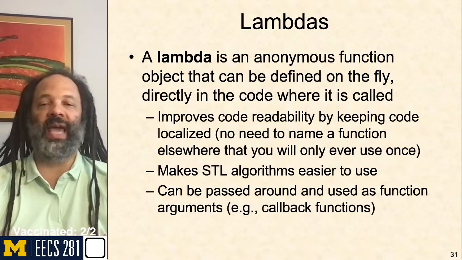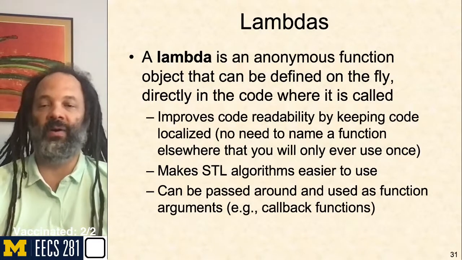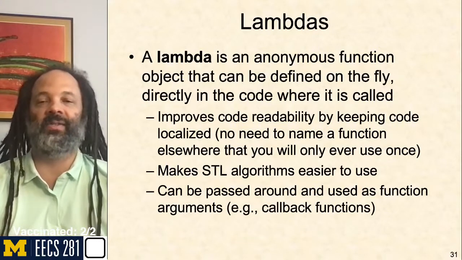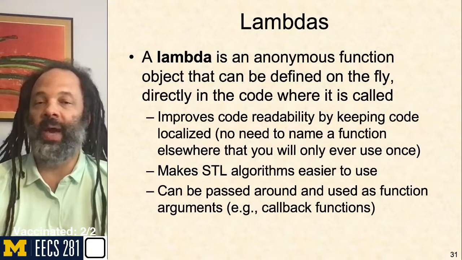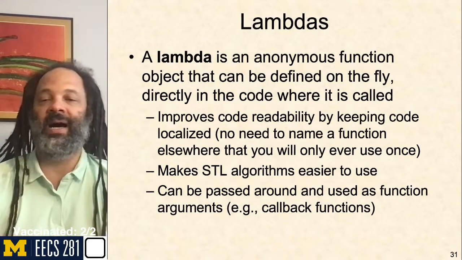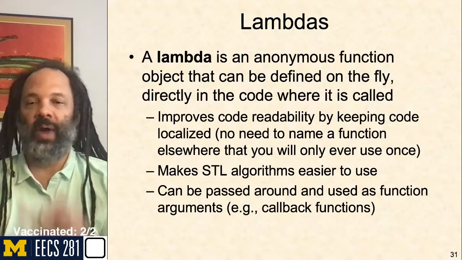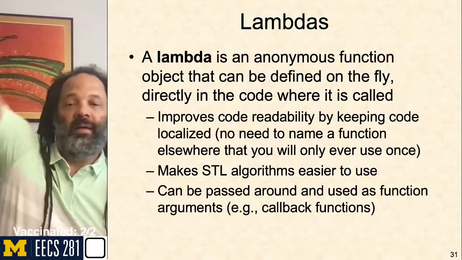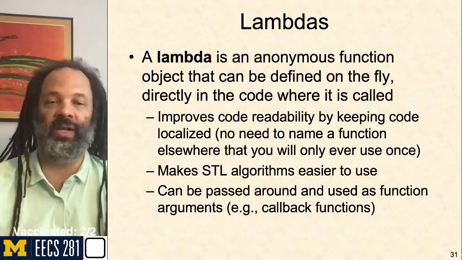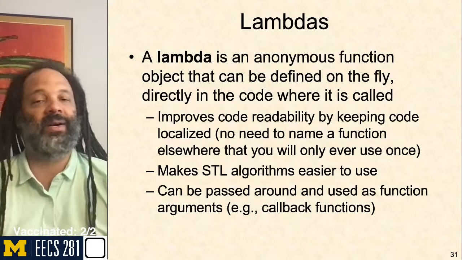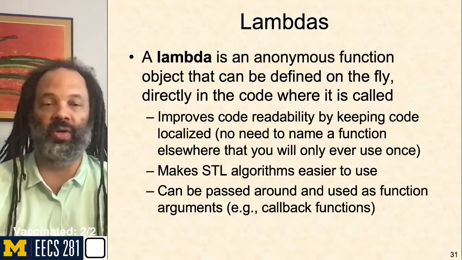Lambdas are another way to get function objects. We talked about the heavyweight function objects that we looked at previously, the functors, the comparators. Those were classes, those were structs that we declared ahead of time and made instances of. A lambda is a way to write a function object anonymously, so it doesn't have to exist as a class. I can write it right in the place where I need it. So right where that third parameter is, instead of having some other object that I've declared earlier, I can write a lambda right there that is the function that's going to be used. So a lambda, as it says here, is an anonymous function object that can be defined on the fly. Directly where you want to call it, you can just start writing it.